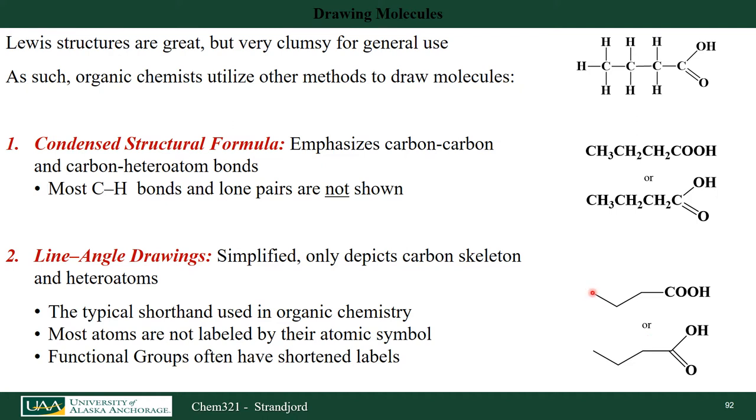So this carbon right out here has three hydrogens on it that are not drawn, because I need four bonds to all my carbons. Here's a carbon. I have two hydrogens on it. Here's a carbon. I have two hydrogens on it that are implicit. They're not drawn. If I want to get even simpler, I could draw in this last carbon or not, depending on how I represent the heteroatoms here. So this is very typical. This is the typical shorthand that we're going to use for all of organic chemistry. Occasionally we'll go back to these other drawings. Most atoms are not labeled by their atomic symbol, and functional groups often have shorthand labels like the COOH here.